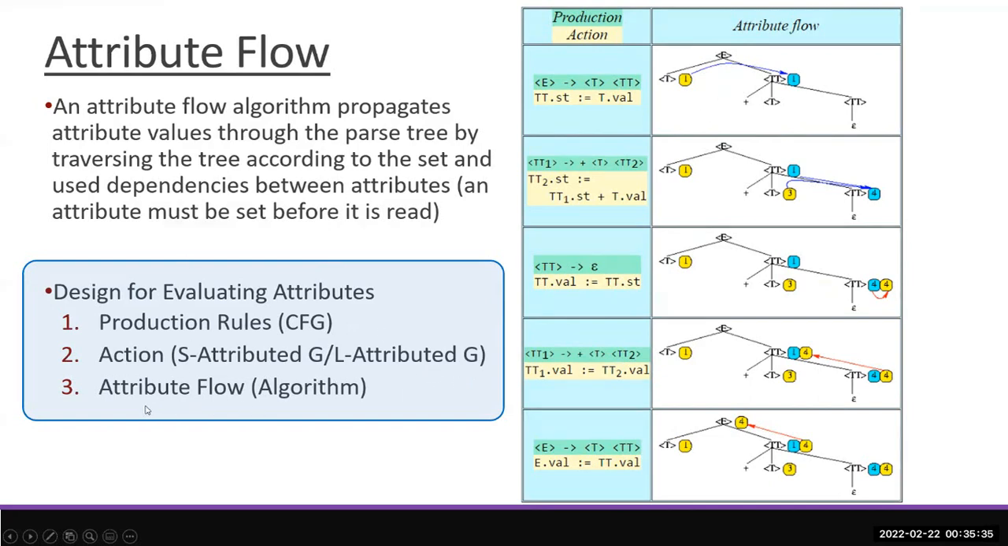And then there's an algorithm called the attribute flow algorithm. So these three are necessary. These three are important to evaluate the attribute. We call this one the attribute flow algorithm, including the production rule, action, and also attribute flow.